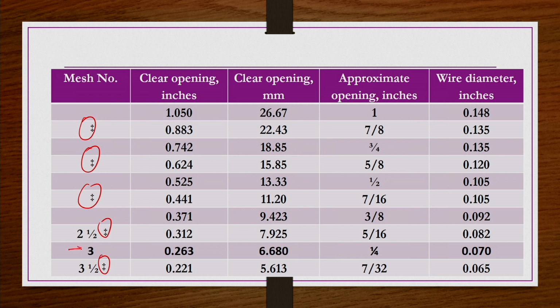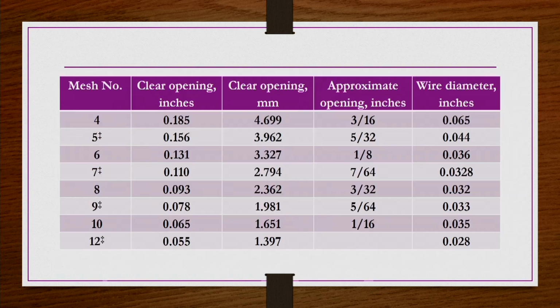Let us say you have mesh 3. The opening should be 1 by 3, because per linear inch 3 apertures will be there. So, 1 by 3 minus the wire diameter that has been used for constructing this 3 mesh, which is 0.07. That value is 1.333 minus 0.07. If you do this, you will get 0.263. If you convert the same thing into mm, you will get 6.68, right.